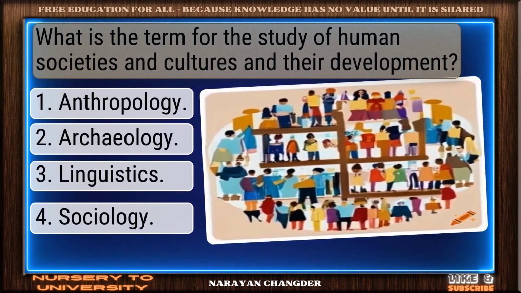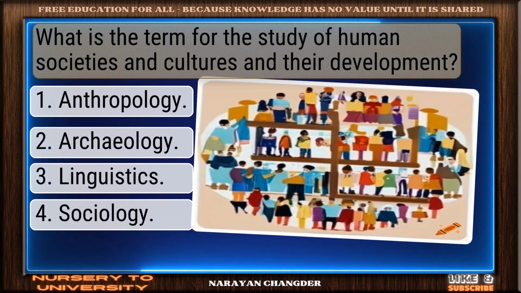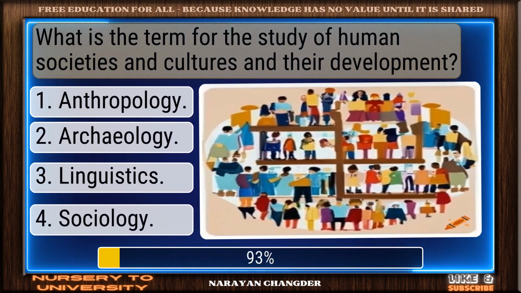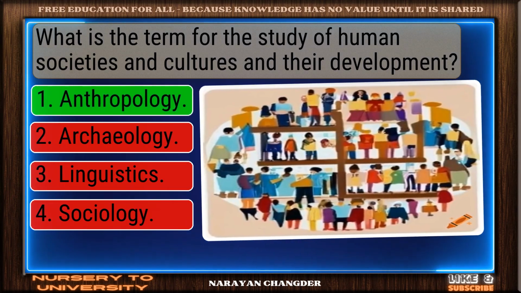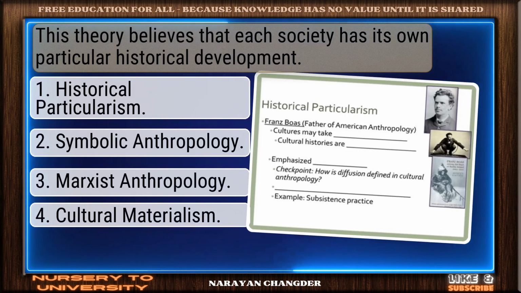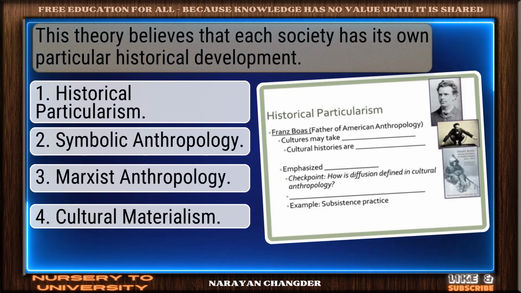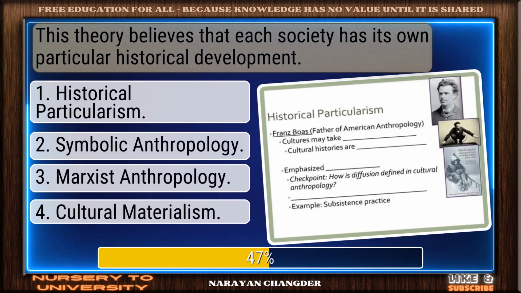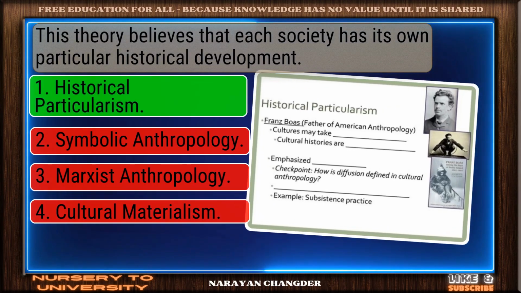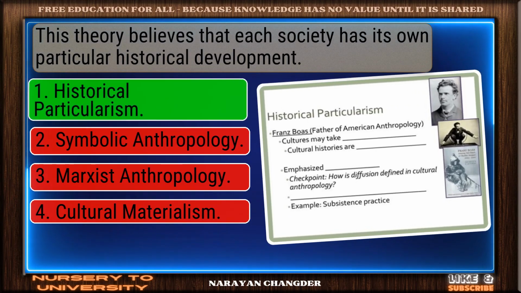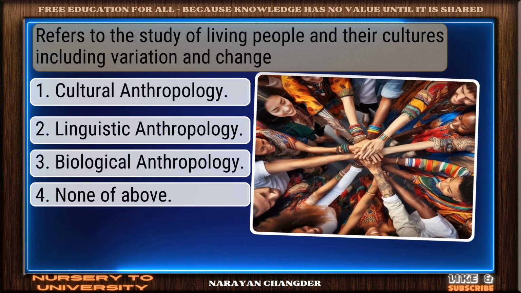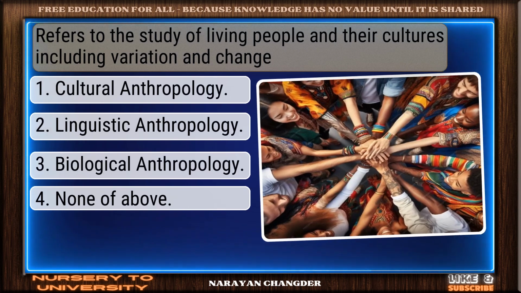What is the term for the study of human societies and cultures and their development? Good job. Anthropology works well here. This theory believes that each society has its own particular historical development. You got it? Your choice? Historical particularism is right.